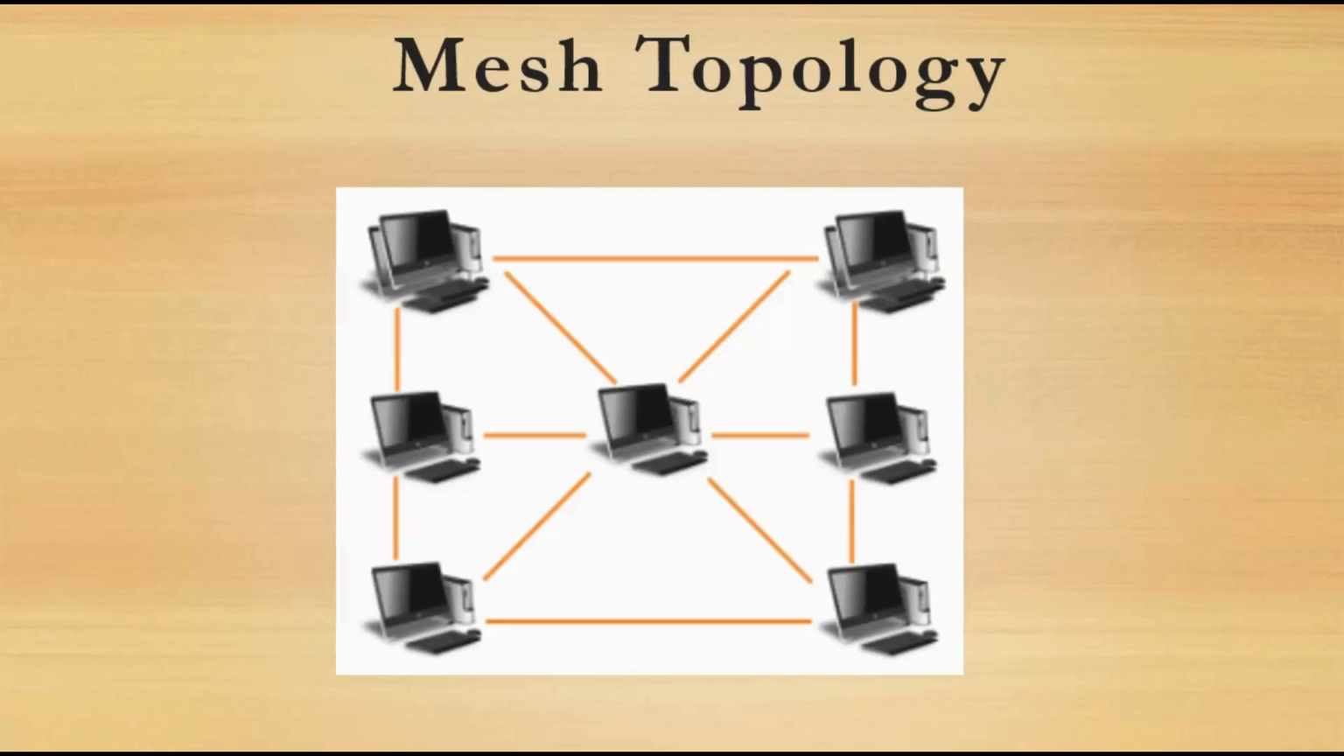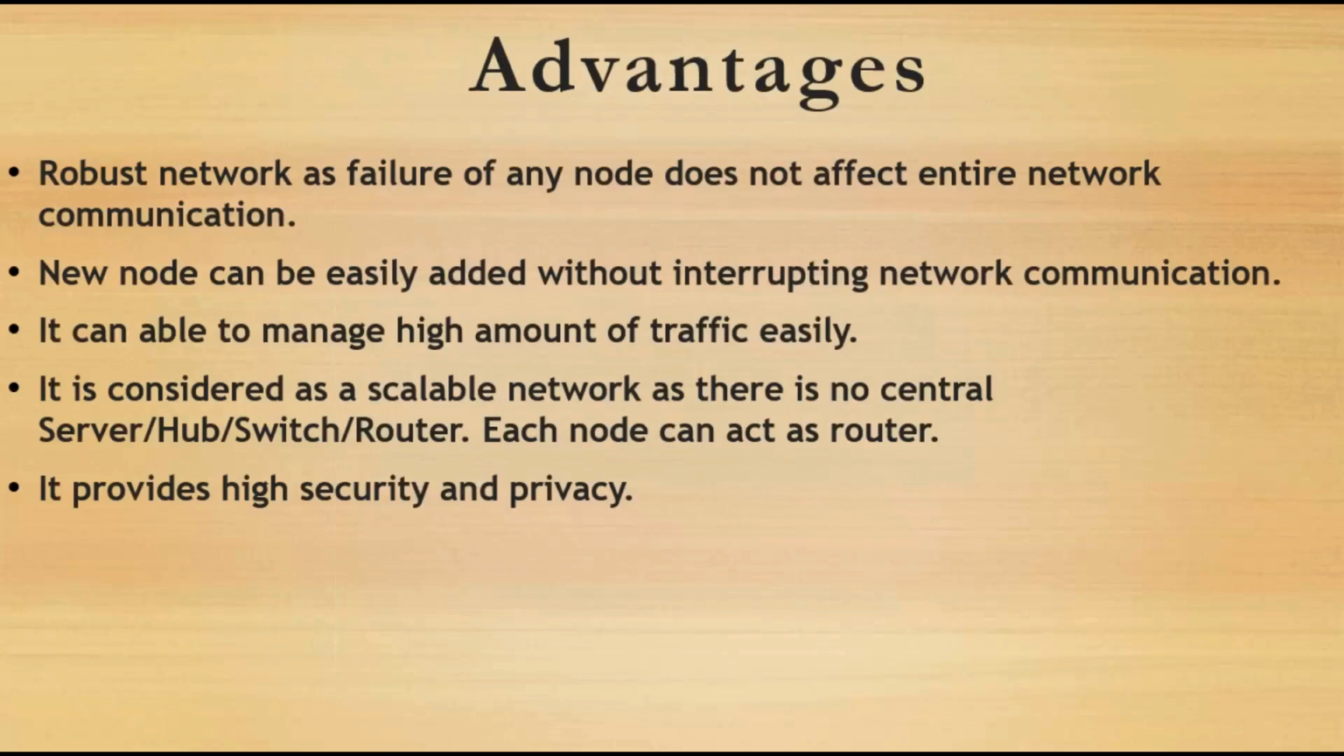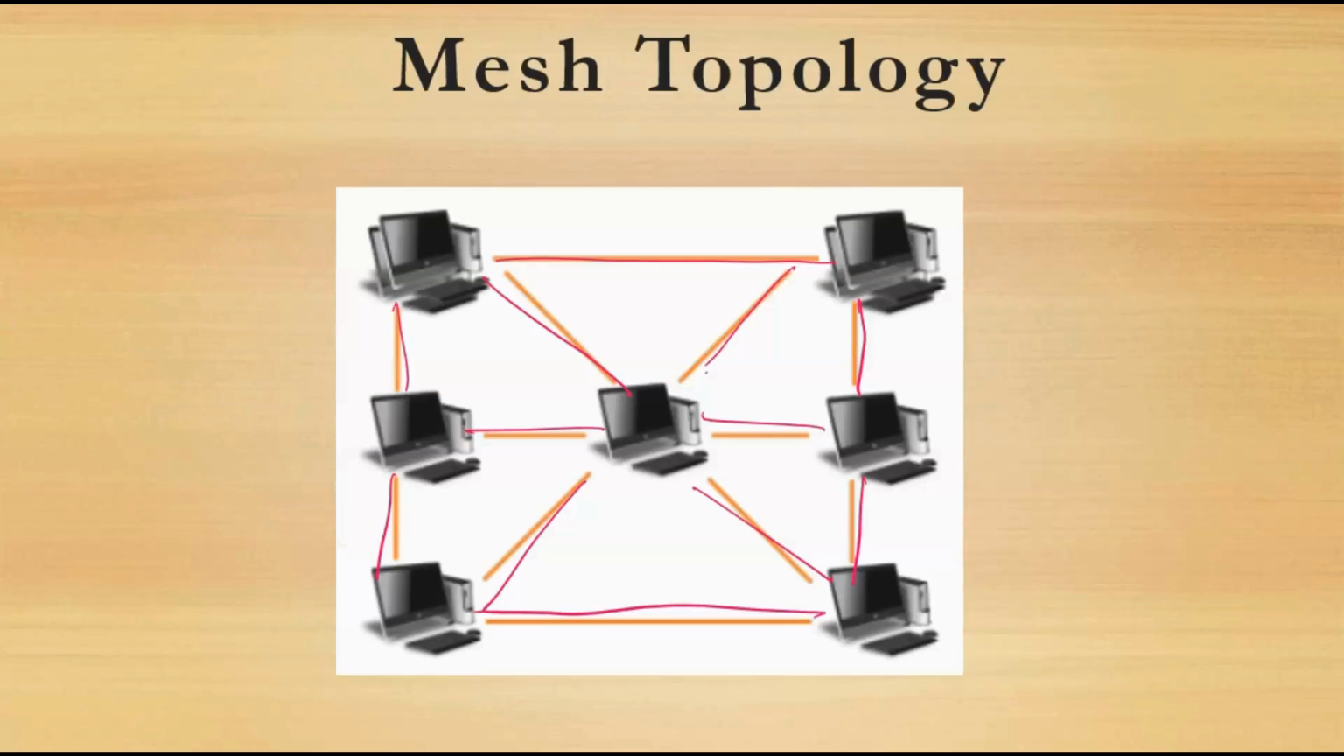This is the picture of mesh topology. See here, each node is connected with each other, like a star topology, but in a star topology we can connect each of the computers only to the hub, whereas in the mesh topology all the nodes are connected with each other, and each can send and receive messages. The advantage of mesh topology is that it is a robust network, as failure of any node does not affect the entire network communication. If this computer fails, the remaining computers will keep sending messages to and from each other.